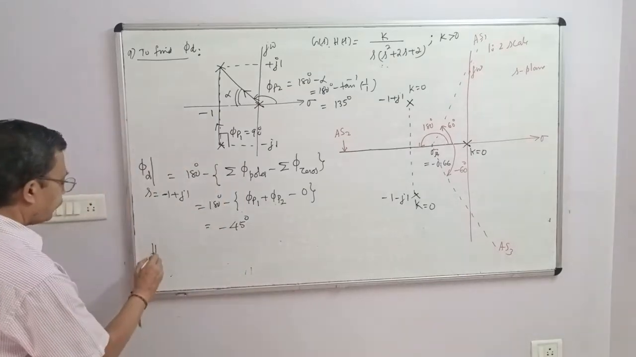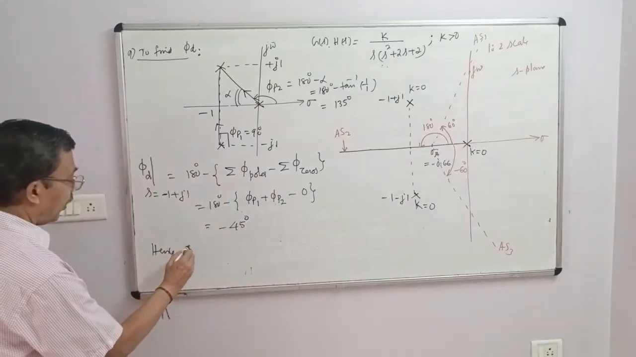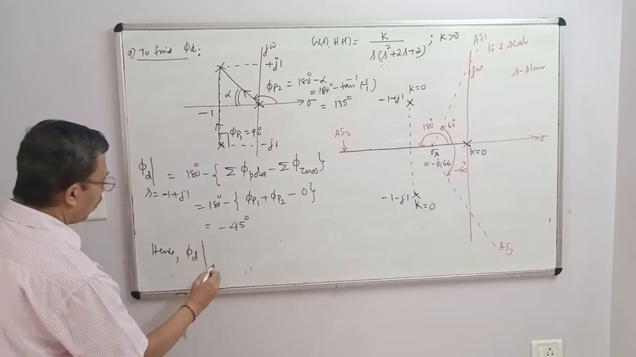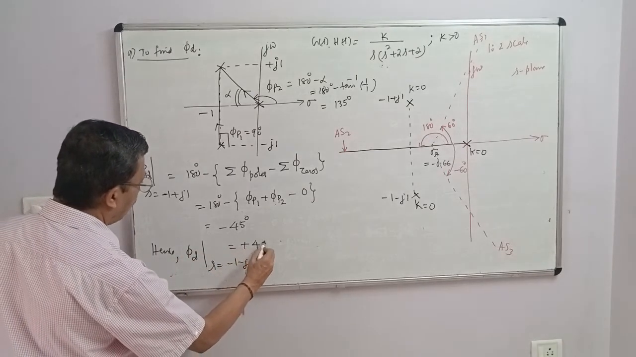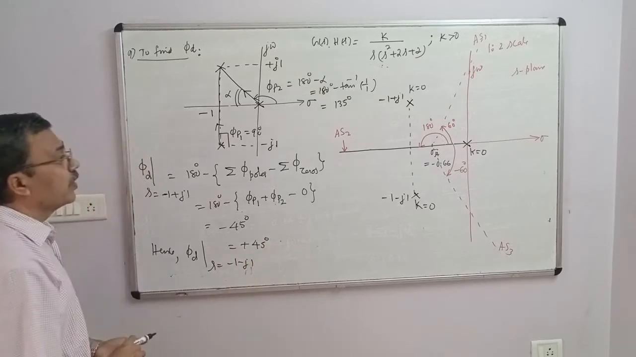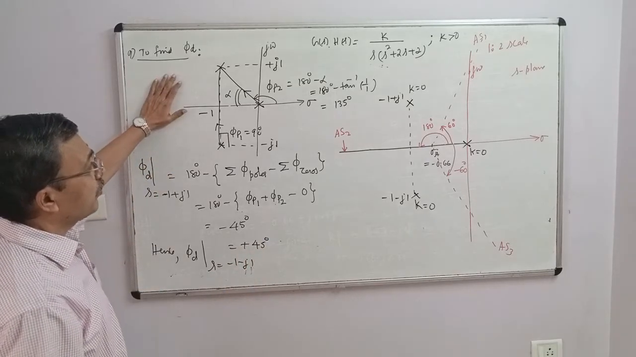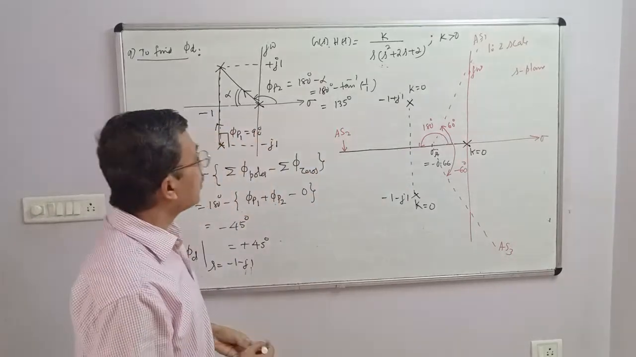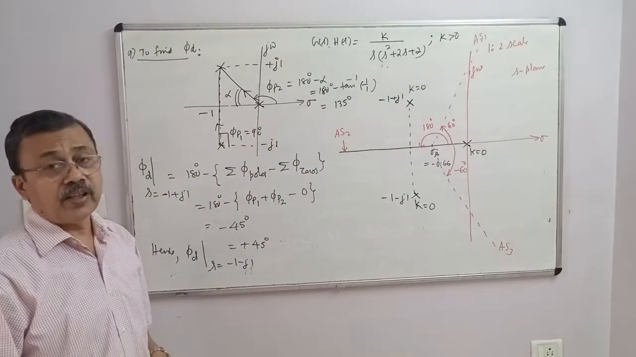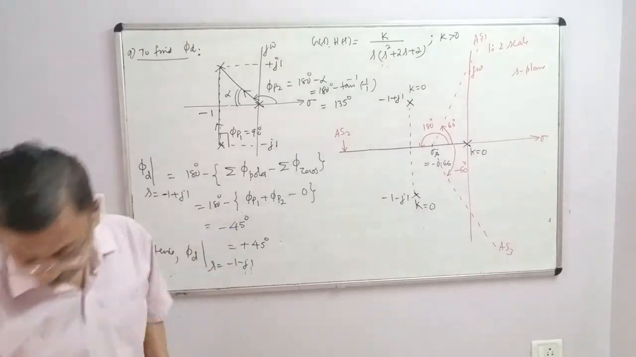Hence, angle of departure of the pole at S equal to minus 1 minus j1 is equal to plus 45 degrees. This is how the angles of departure of these two poles are computed. So each step has got marks in the examination, work out neatly.